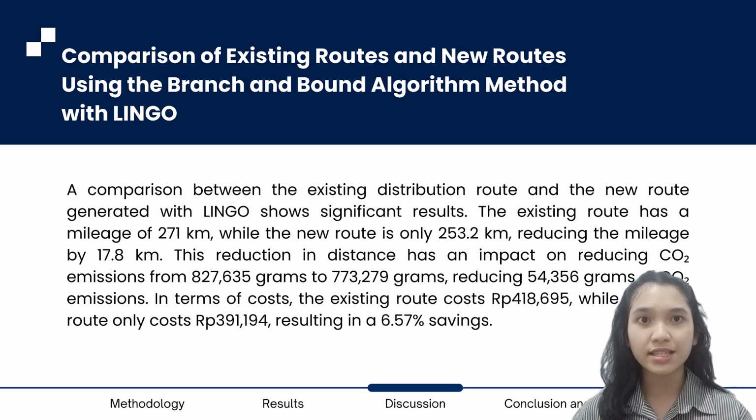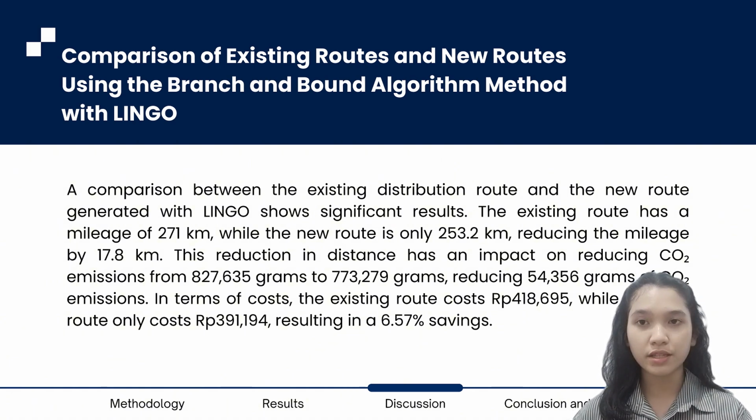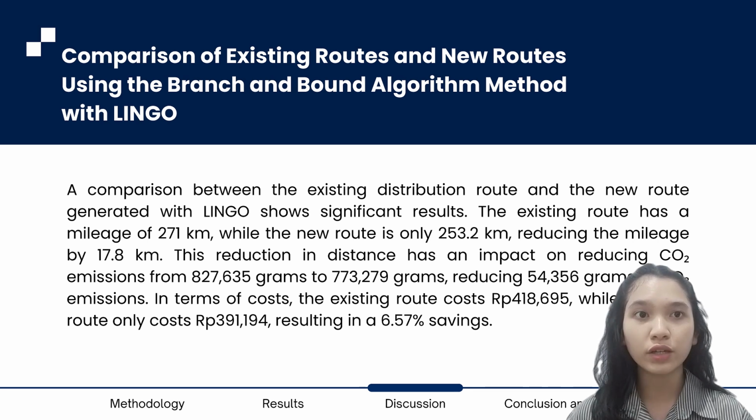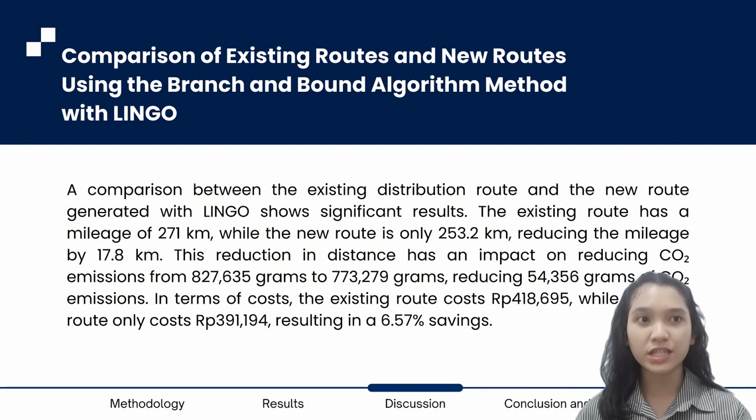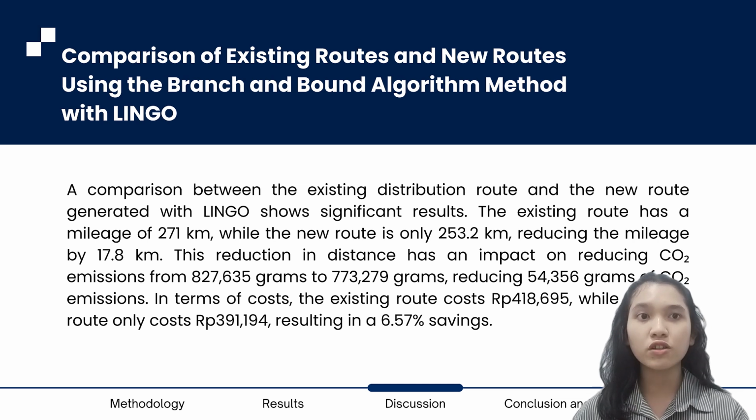This reduction in distance also results in a decrease in carbon dioxide emission, with a difference of 54,356 grams. From the distribution cost perspective, the existing route incurs a cost of 418,695 rupiah, while the new route only requires 391,194 rupiah, resulting in a saving of 6.57%. This shows that route optimization using the branch and bound method with Lingo not only reduces distance and carbon dioxide emission, but is also efficient in reducing distribution costs.